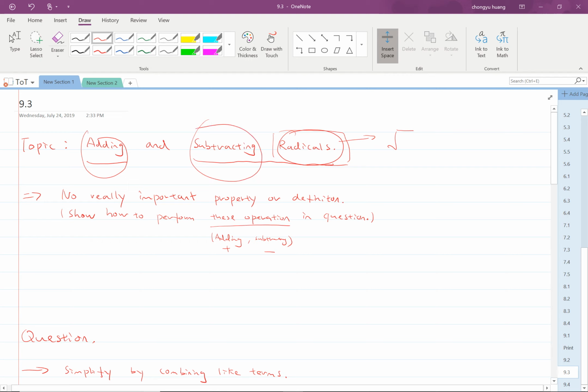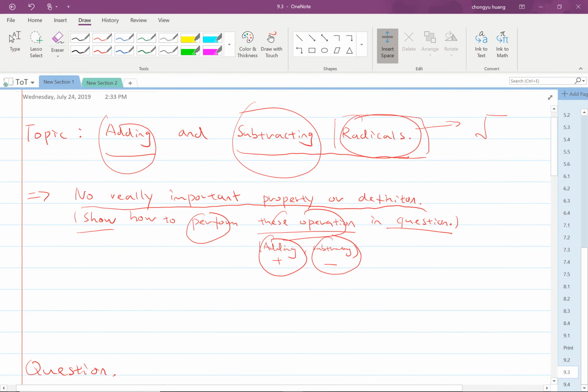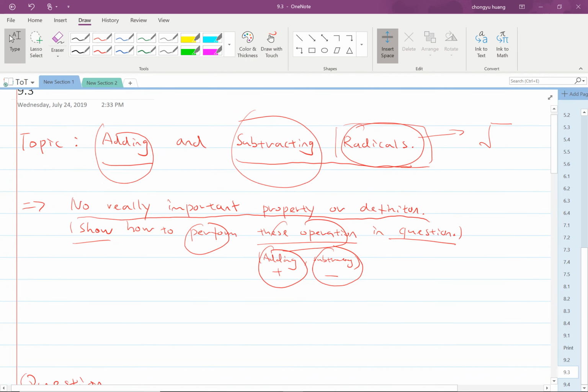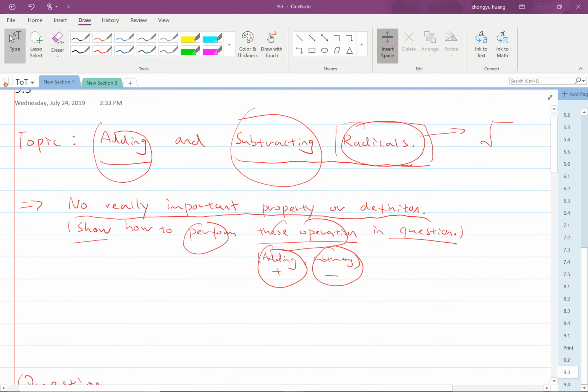In this section, there's no really important topic, property, or definition we need to talk about. So I'm just going to show how to perform those operations, adding and subtracting, in the problems. Let me zoom in a little bit. I'm just going to show how we do the adding and subtracting of radicals in real problems.